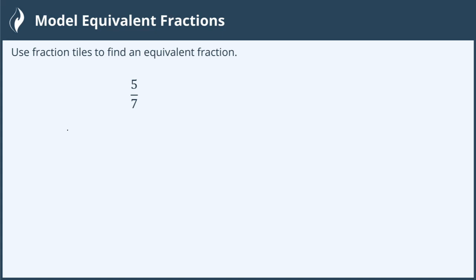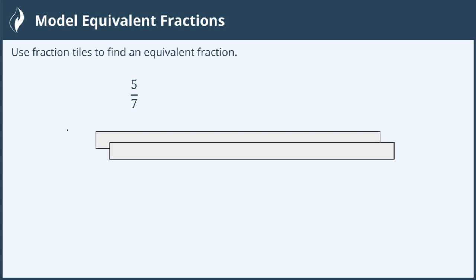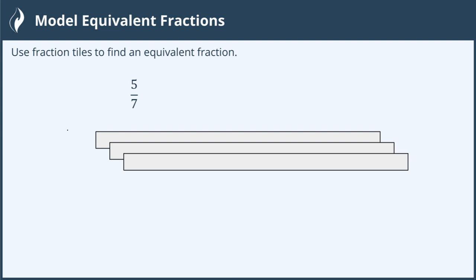Model equivalent fractions. Use fraction tiles to find an equivalent fraction. We have a fraction of 5/7. We're going to use some fraction tiles to model this. A fraction tile is just a long rectangular tile instead of a circular one to represent our fractions. I'm going to give us a couple of these so that we can see the change in the fraction.